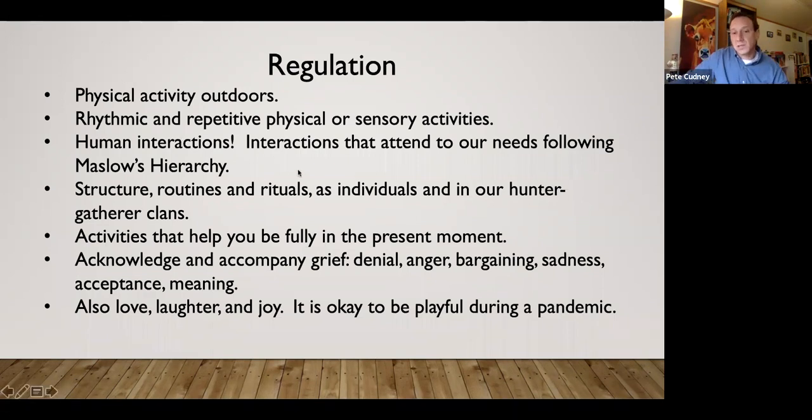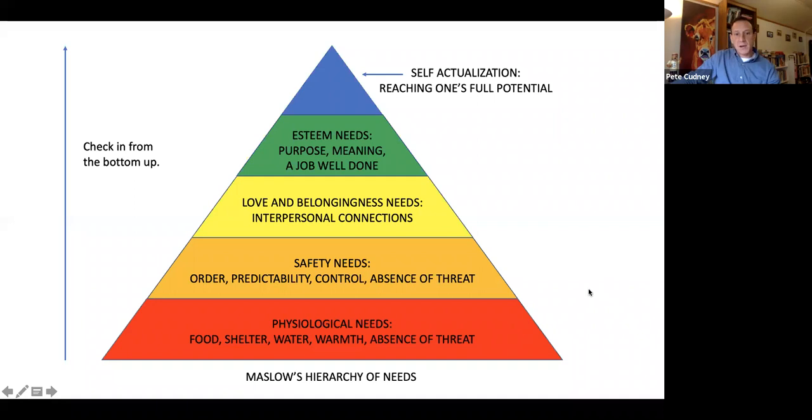Interactions in particular that attend to our needs following Maslow's hierarchy is important. So I'm going to go ahead a slide and come back. So here's Maslow's hierarchy, right? Down at the bottom, we have physiological needs, safety needs, love and belongingness needs, esteem needs, and self-actualization.